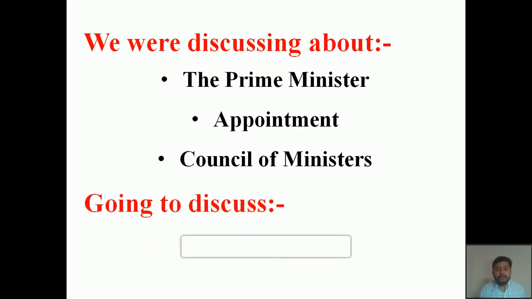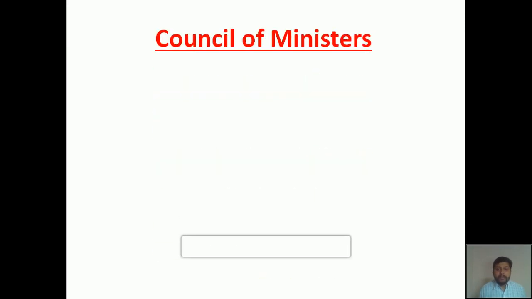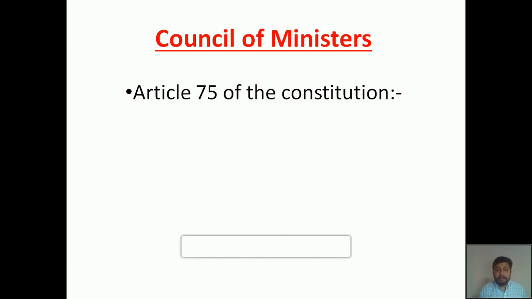And today we are going to discuss something further in detail about the Council of Ministers, because different kinds of ministers are there. So especially we are going to discuss the different kinds of councillors or different categories of councillors according to the Indian democratic system. Council of Ministers is mainly divided into three.